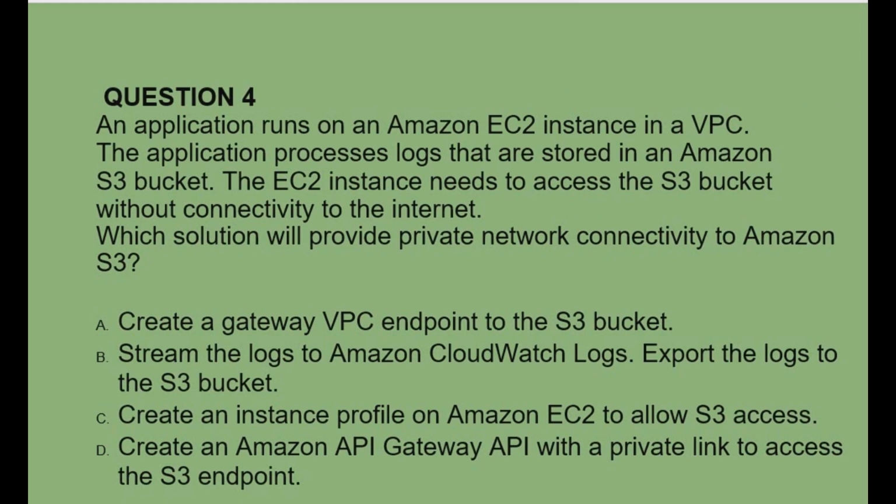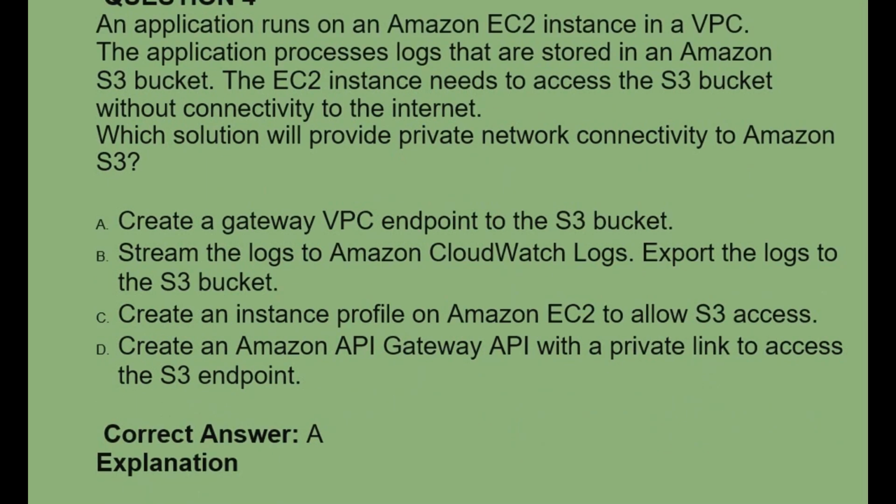Option A, create a gateway VPC endpoint to the S3 bucket. Option B, stream the logs to Amazon CloudWatch Logs. Export the logs to the S3 bucket. Option C, create an instance profile on Amazon EC2 to allow S3 access. Option D, create an Amazon API Gateway API with a private link to access the S3 endpoint. Correct answer is option A.